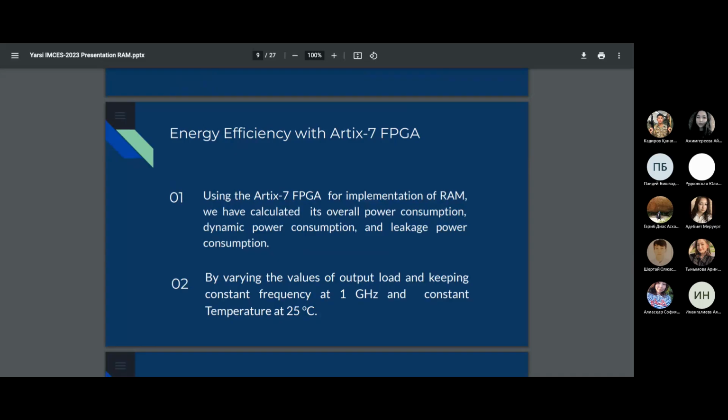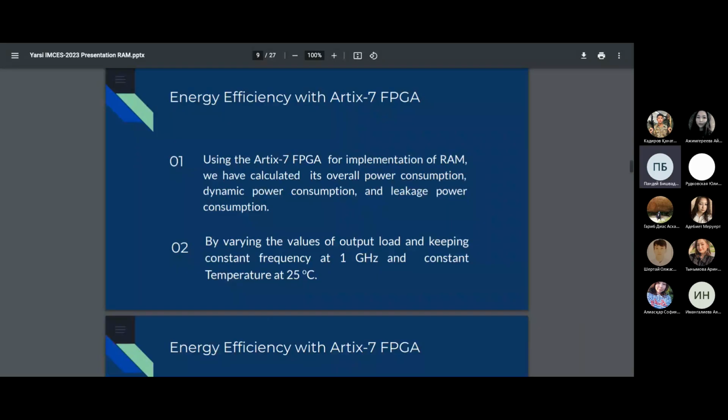Energy efficiency with Artix 7 FPGA. Use the Artix 7 FPGA for implementation of RAM. We have calculated its overall power consumption, dynamic power consumption, and leakage power consumption by varying the values of output load and keeping constant frequency at 1 GHz and constant temperature at 25 degrees Celsius.